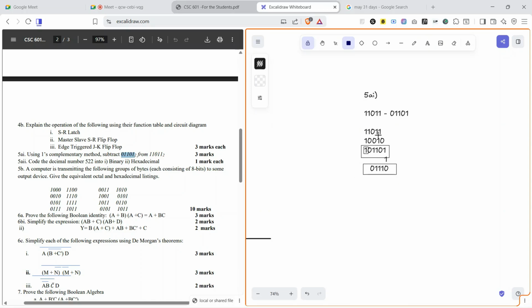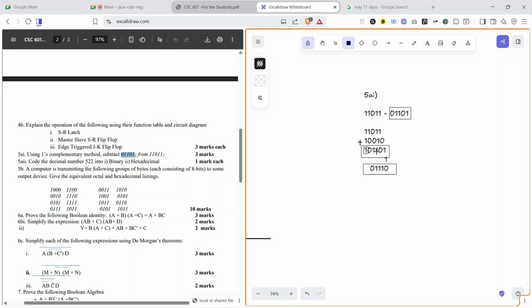So when you are doing one's complement, the first thing you do is the number you are using to subtract, you invert it. That is, if it is 1, it will be 0. If it is 0, it will be 1. So after you've done this, the next thing you do is an addition.